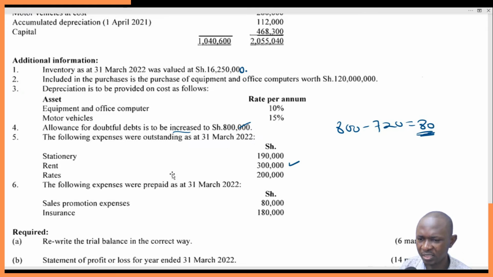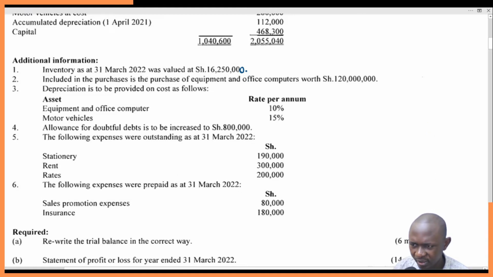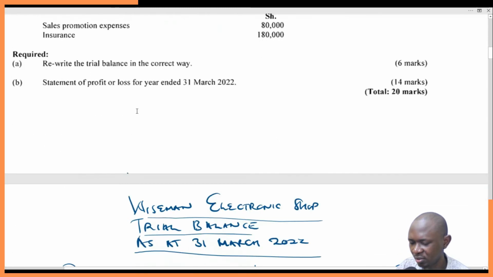And what are they saying? They are saying that equipment and office depreciates at 10%, motor vehicle at 15%. They depreciate on cost. So equipment and office, we are interested in depreciation.